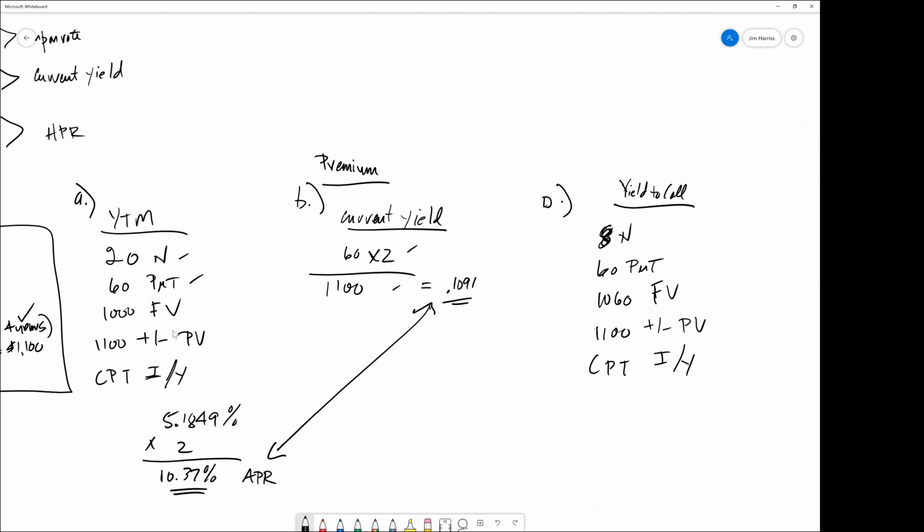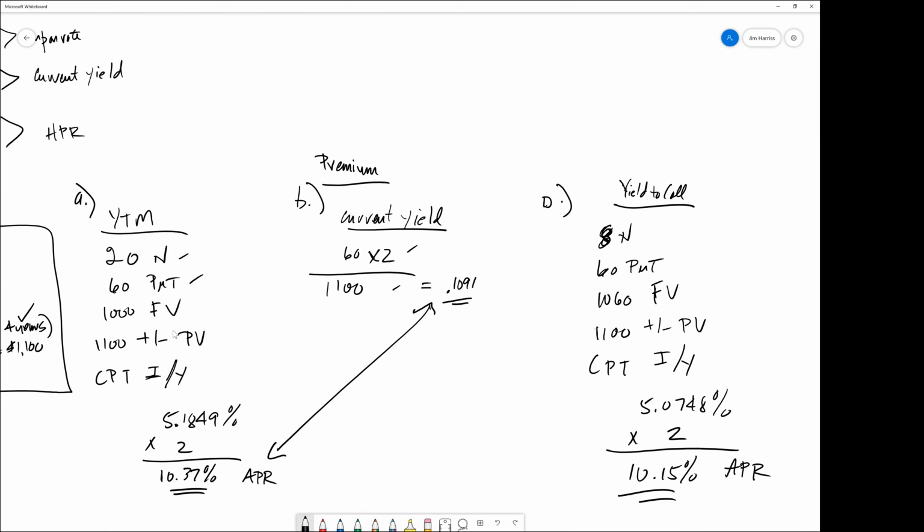All right, so here we go. Let me figure this. 8 is my N, 60 is my payment, 1060 is your future value, 1100 change signs is your present value, so there's your I. And you're going to get 5.0748%, and again, that's a 6-month rate, so multiply it by 2, and this is your APR, and you're going to get 10.15% as your yield to call.